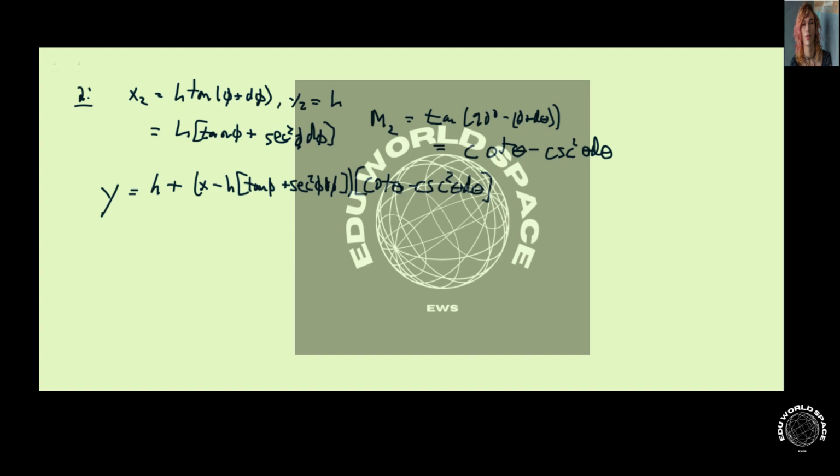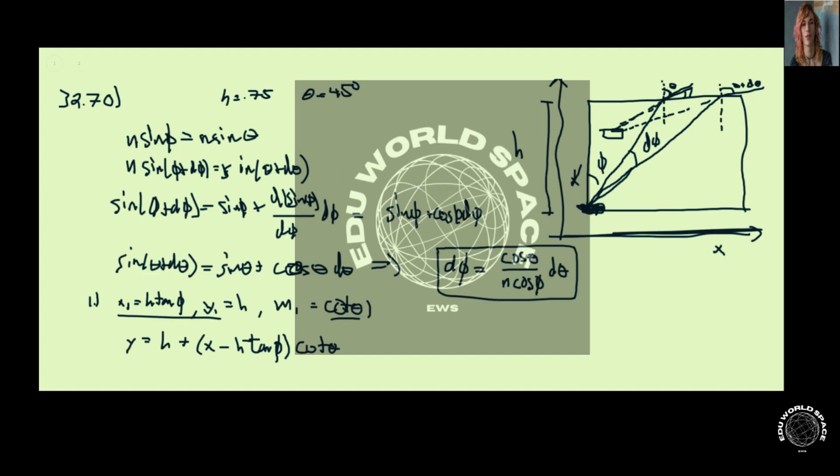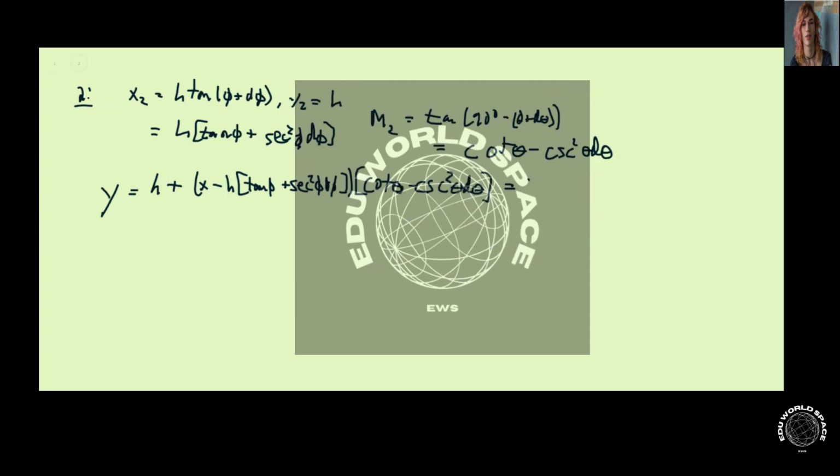To find out where they intersect, we just set the two expressions for y equal to each other. So we're going to set this equal to our one up here. So that was h plus (x minus h) tan phi cotangent theta. Cool. Now that we have these equal, we can see these h's are going to immediately cancel out. And if we expand the terms and then subtract common terms, we get the following.